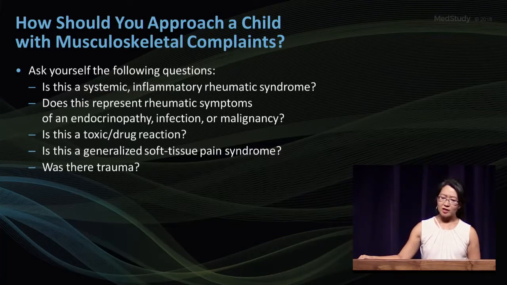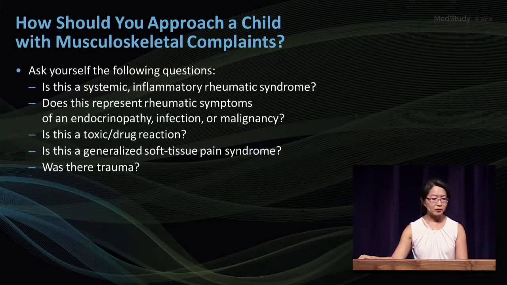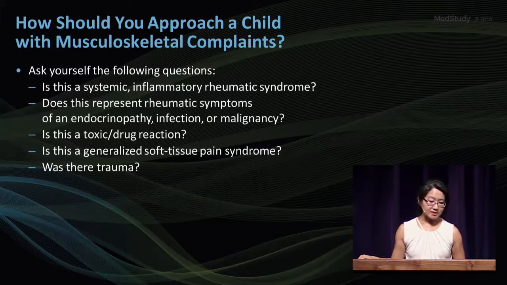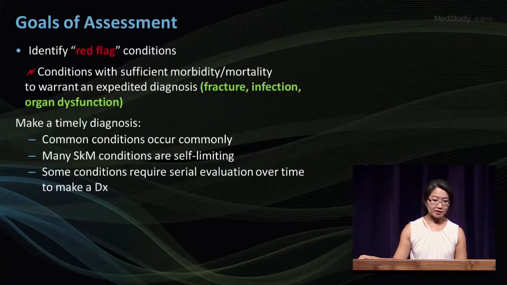So how do you approach a child with a musculoskeletal complaint? You have to ask yourself the following questions. Does this represent a systemic inflammatory rheumatic syndrome? Do their symptoms actually represent something else that mimics a rheumatic symptom, such as an endocrinopathy, infection, or malignancy? What about drug side effects or toxicity? And perhaps, is this a generalized soft tissue pain syndrome, perhaps fibromyalgia or pain amplification syndrome? Was there trauma? Maybe they have a fracture.